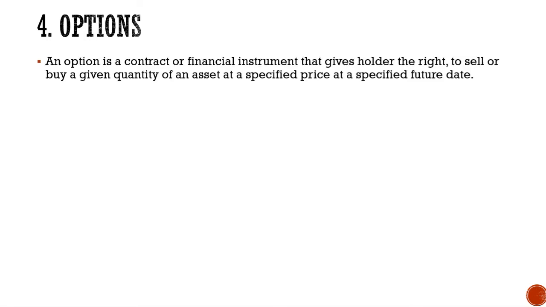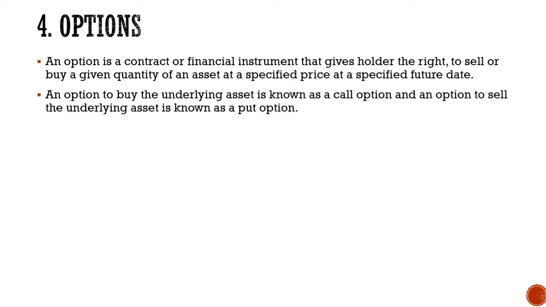The next type of transaction is options. An option is a contract or financial instrument that gives the holder the right to sell or buy a given quantity of an asset at a specified price at a specified future date. An option to buy the underlying asset is known as the call option, and an option to sell the underlying asset is known as the put option. So in options there are two types of transaction: one is called the call option and the other is the put option.